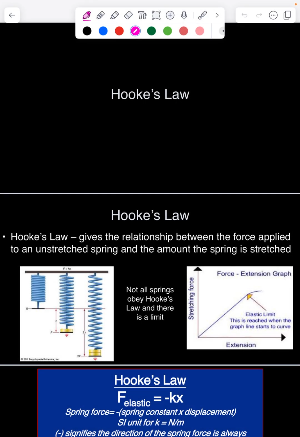Good morning, y'all. All right, we are continuing with our work, energy, and power unit. So, we have already talked about work, kinetic energy, and then our two types of potential energy. We had gravitational potential energy and elastic potential energy. So today is kind of an extension of elastic potential energy.